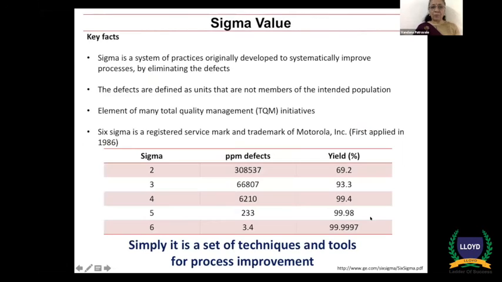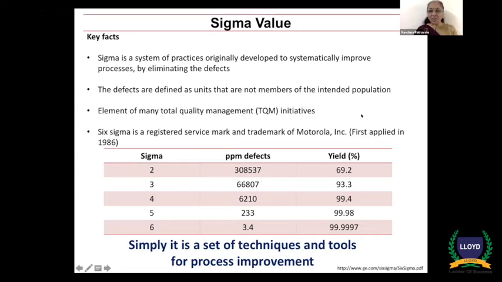We'll see how. I'm sure you all are familiar with Sigma values, which probably we had done at B Form level. Some key facts about it. Typically, Sigma is a system of practices which was developed to systematically improve the processes by eliminating the defects. This is an element of many TQMs, that is total quality management initiatives.